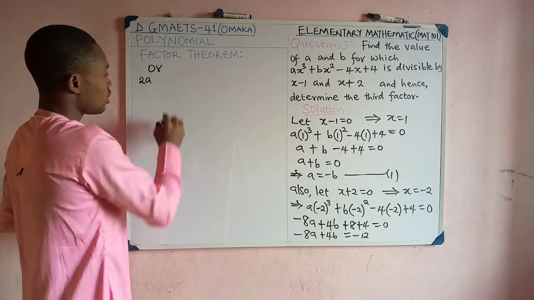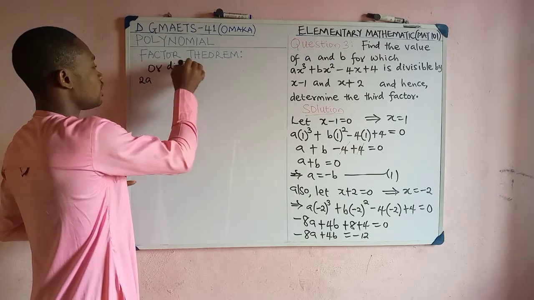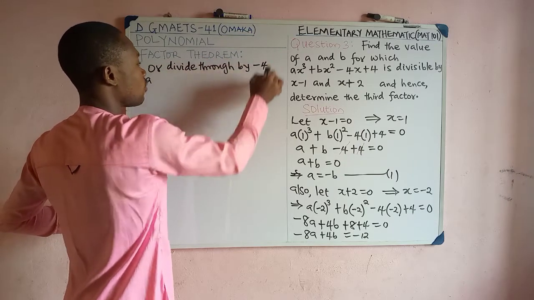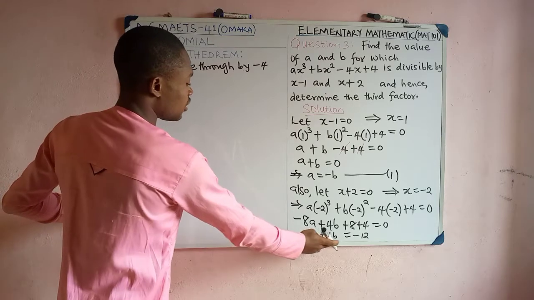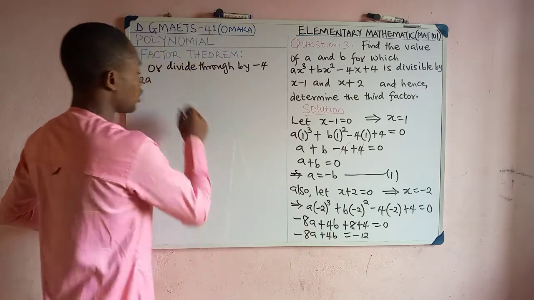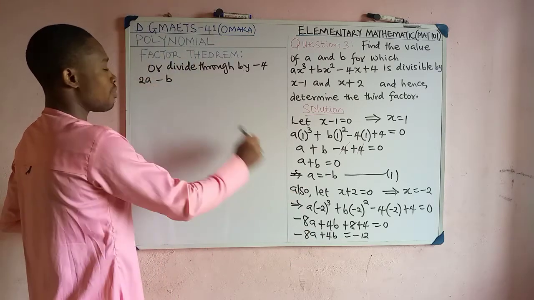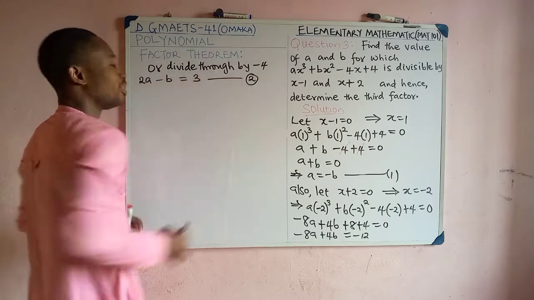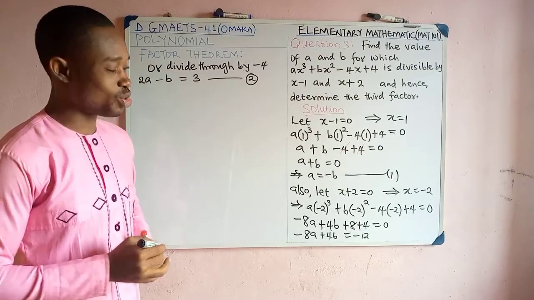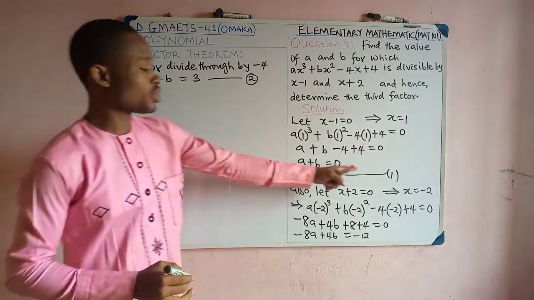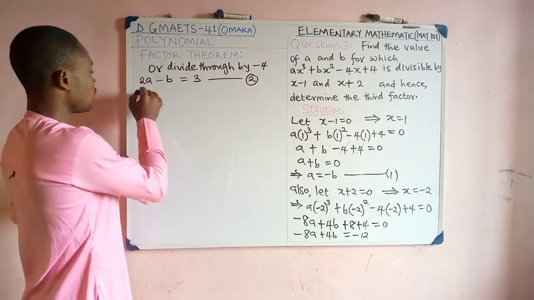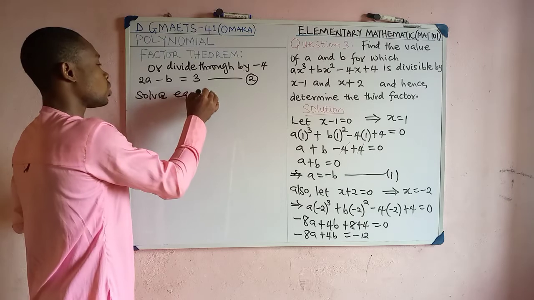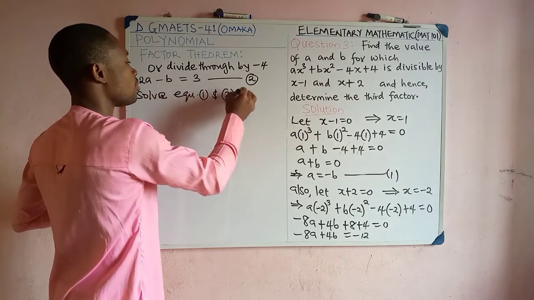Divide through by -4. So this will give us plus 2a. Divide this +4b by -4, you're going to get -b. Divide -12 by -4, you would get plus 3. So this is the proper equation 2: 2a - b = 3. At this point, we're now going to solve equations 1 and 2 simultaneously.